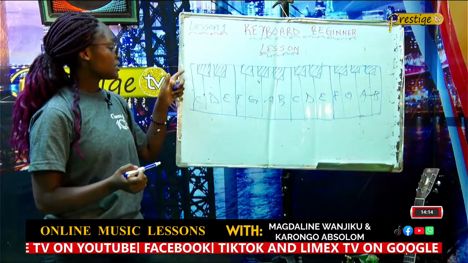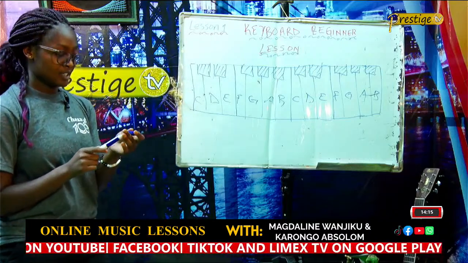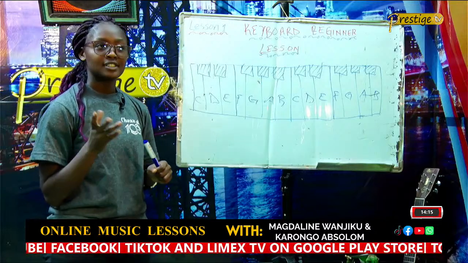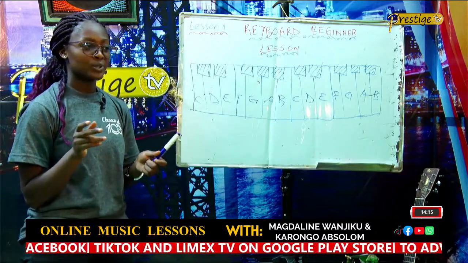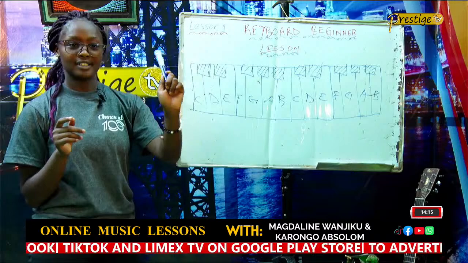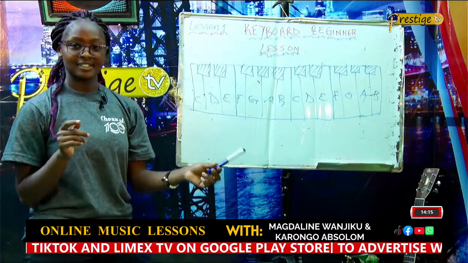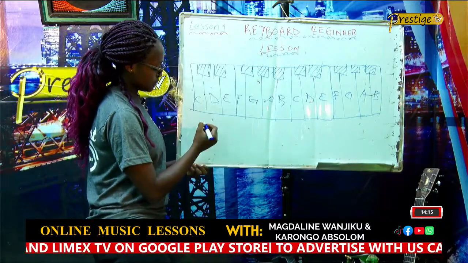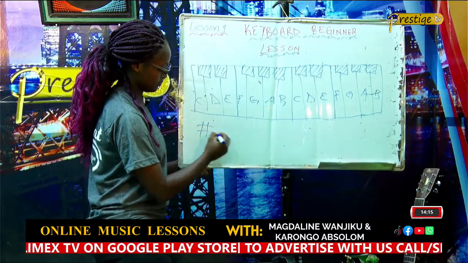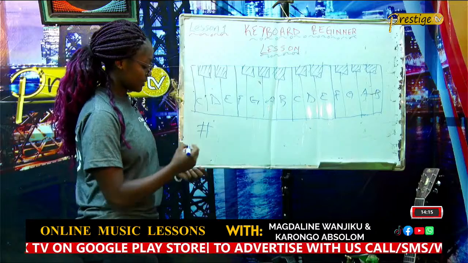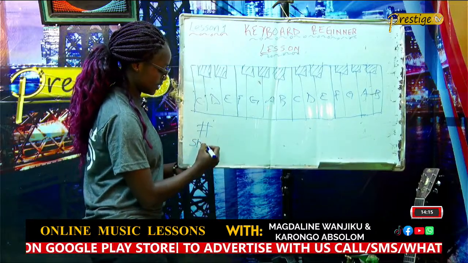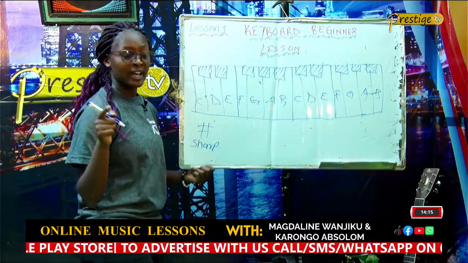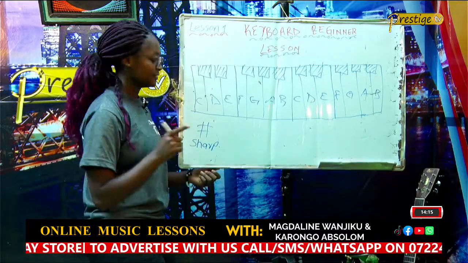And the black notes, we name them using accidentals. The accidentals are the signs which show you whether you're raising a note by a semitone or lowering it a semitone. So we have this. Many people know it as hashtag, but in musical terms, it's a sharp. This is used to raise a note a semitone higher, and a semitone is a half.